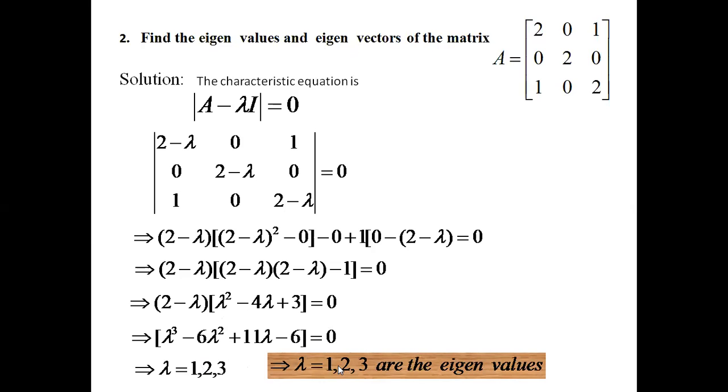Find the eigenvalues and eigenvectors of the matrix. For each eigenvalue, you have to get the corresponding eigenvector. An eigenvector means a column matrix, and since it is a 3 by 3 matrix, in each column there should be 3 elements. Now, first we shall see what is the eigenvector corresponding to the eigenvalue lambda is equal to 1. All cases you have to consider: one is lambda is equal to 1, then lambda is equal to 2, then lambda is equal to 3.